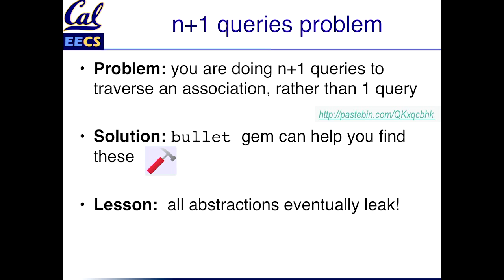There's a lesson in this, of course, which is a lesson that we've seen before. And the lesson is that all abstractions eventually leak. Remember that the goal, or one of the goals, of the Active Record abstraction is to let you believe that you're working with this graph of objects in memory, even though the way those objects are stored and connected to each other is through database tables and foreign keys.